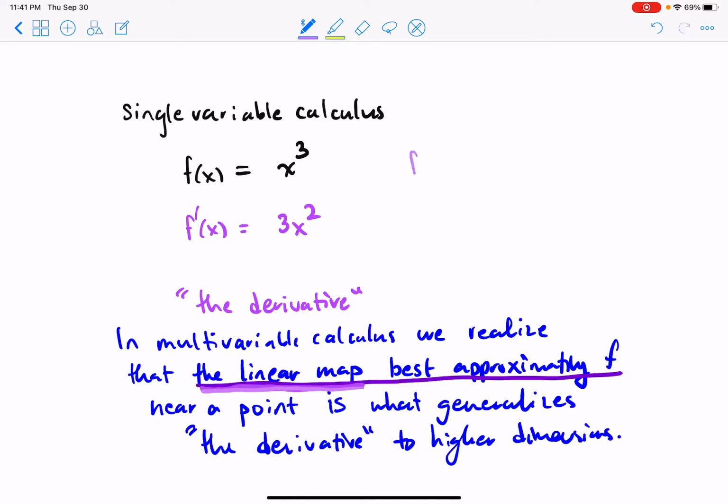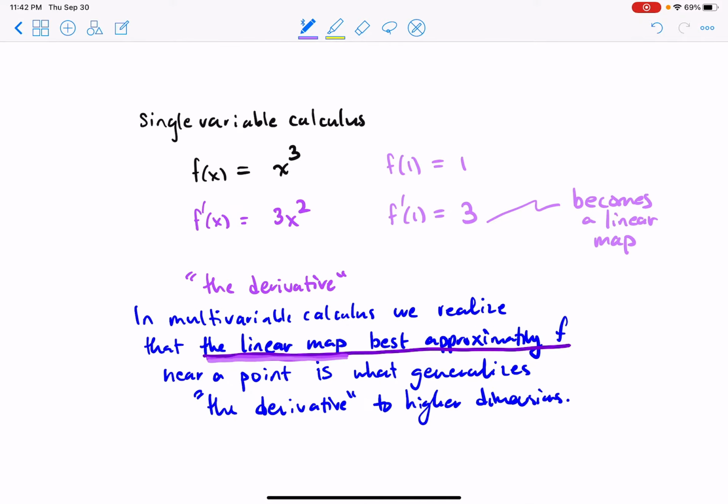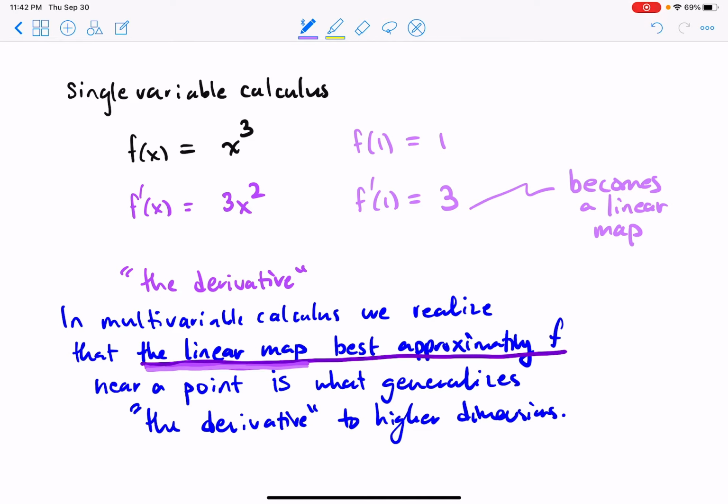So for example, if we choose the point x equals 1, well then f of 1 is, 1 to the third is 1 in this case. But f prime of 1, now this thing that didn't look linear becomes a number, 3. And in fact, by the end of this video, we will see that this number, this 3, becomes a linear map, or we use it to make a linear map. And so really, once we plug in at a point, we will get something that becomes a linear map.